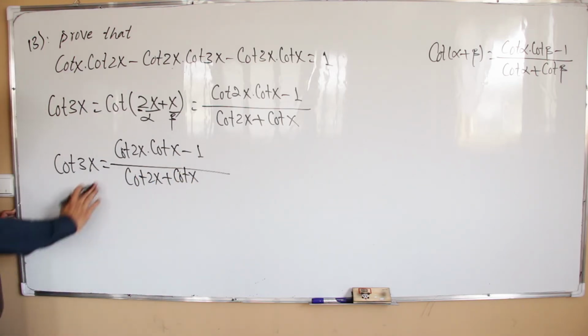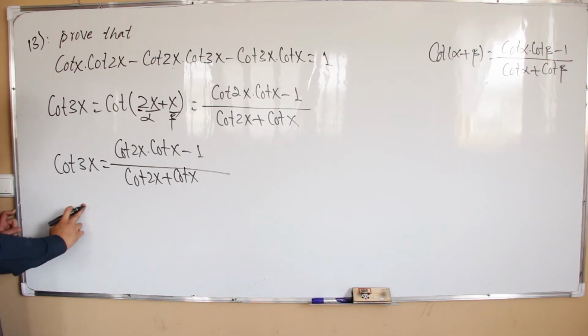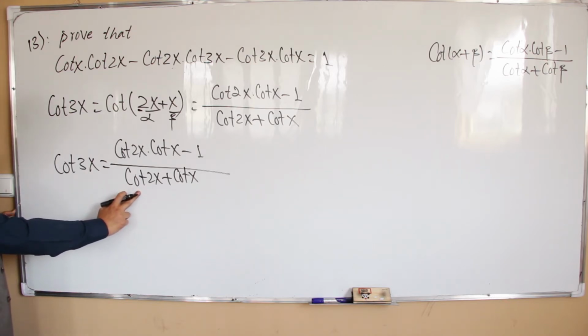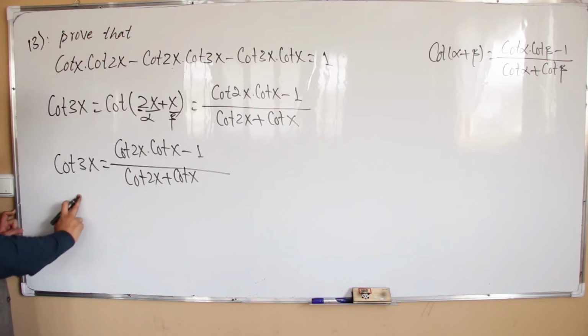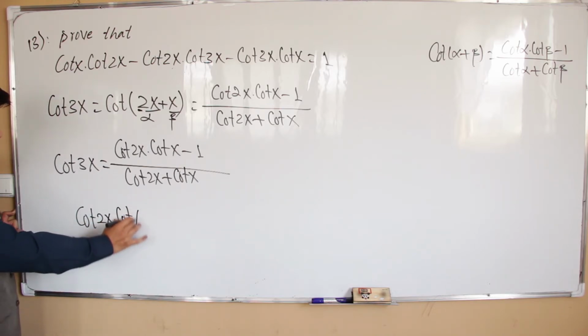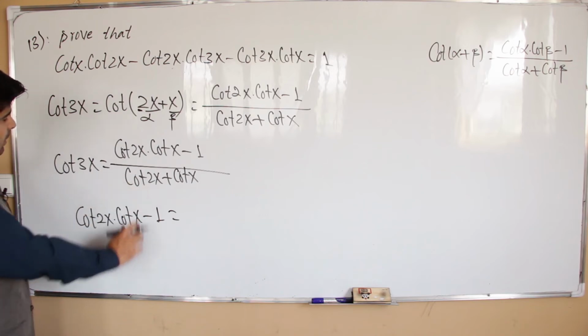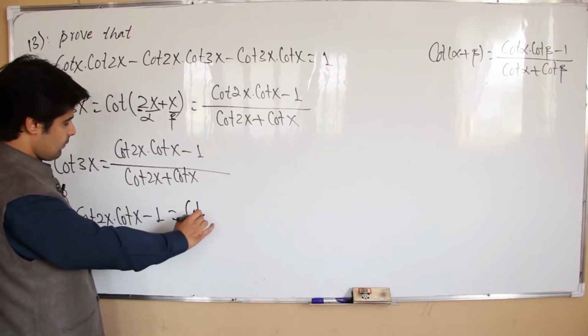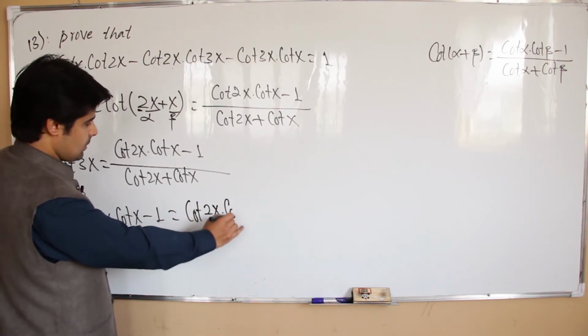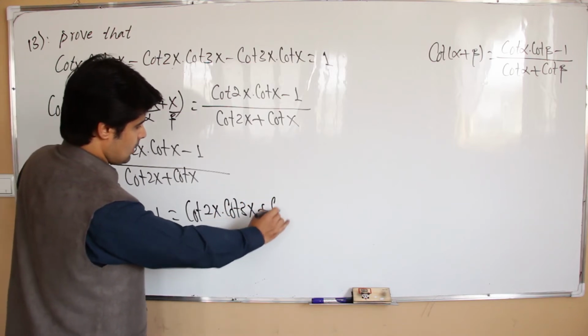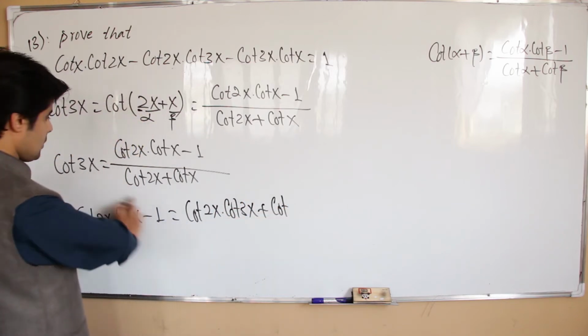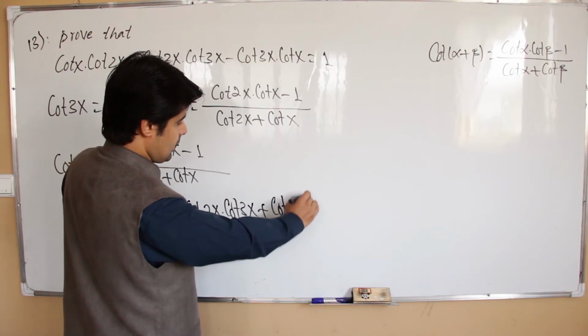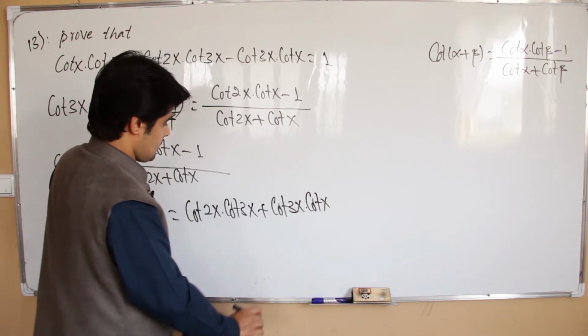Now by cross multiplication, you will have what? This multiplied with this one. Am I right or not? Yes. And the denominator for this one multiplied with this one. So it would be cotangent of 2x times cotangent of x minus 1, and this multiplied with this one, it would be cotangent of 2x multiplied with cotangent of 3x, and cotangent of 3x multiplied with cotangent of x.